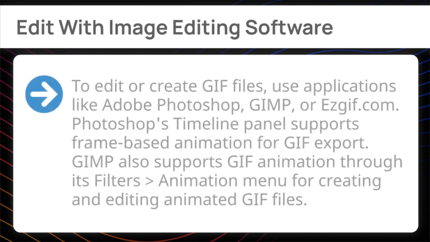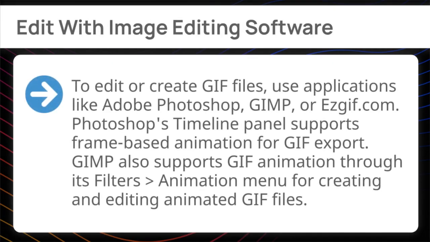Next, edit with image editing software. To edit or create GIF files, use applications like Adobe Photoshop, GIMP, or sgif.com. Photoshop's timeline panel supports frame-based animation for GIF export. GIMP also supports GIF animation through its filters, animation menu for creating and editing animated GIF files.